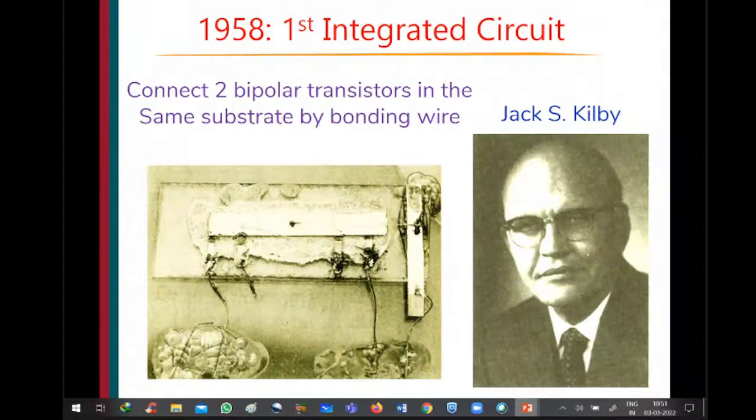This is the way you also should think. So, the integrated circuit concept, they used BJTs earlier. Nowadays, we are not using BJTs much. We are using MOSFETs only. But they used BJTs, two BJTs they connected in the single substrate.